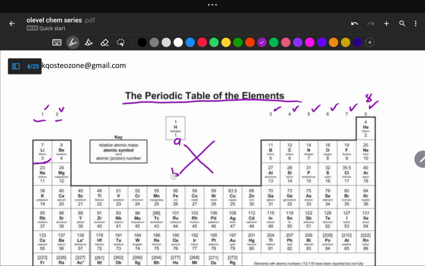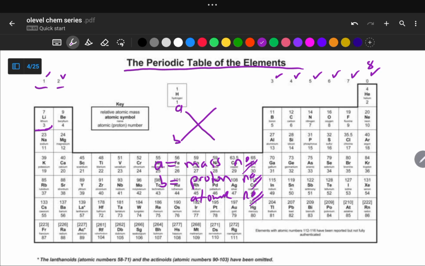So it's A and then B here, right? A is equal to the mass number, right? And B is equal to the proton number, or atomic number. So what do we mean by the term mass number? Mass number is given by the sum total of the protons and the neutrons.